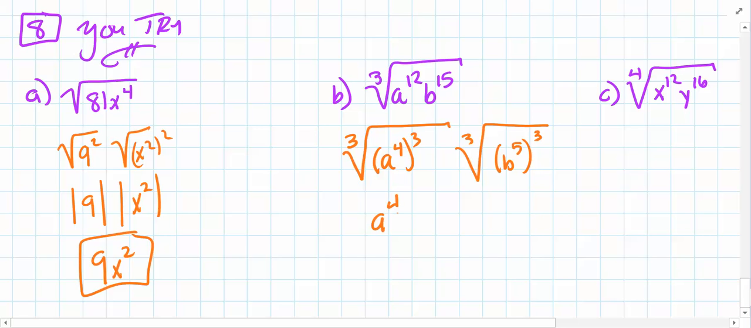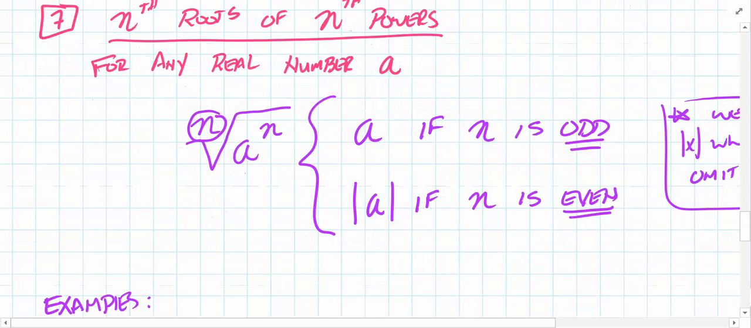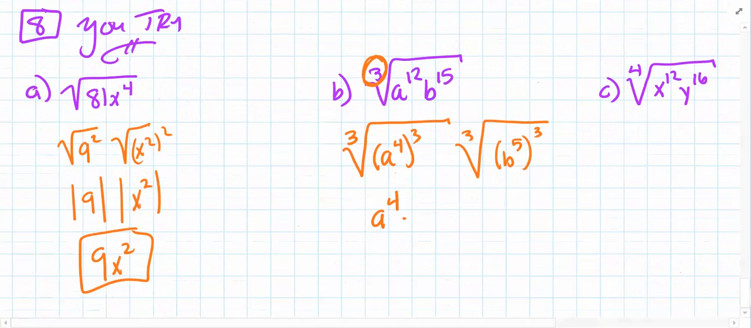Not this one, right? What's our original index? Our original index is the number 3. 3 is an odd number. According to our rule, if it's odd, we do not need the absolute value. So this answer should just be a to the fourth, b to the fifth. So if the original is odd, yeah.